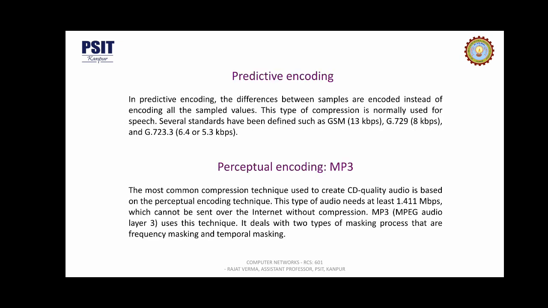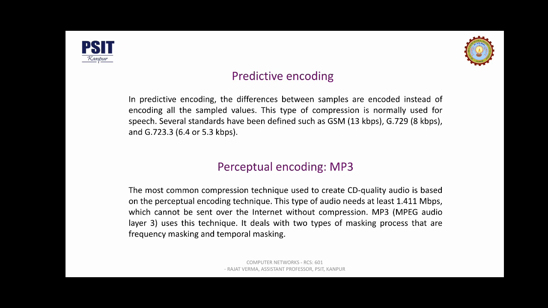Now, predictive encoding deals with the differences between the samples that are encoded instead of encoding all the sampled values. That means this type of compression is normally used for speech. Here are several standards that have already been defined, such as GSM, that deals with 13 kbps, then G.729 that deals with 8 kbps, and G.723.1 that deals with 6.4 or 5.3 kbps.